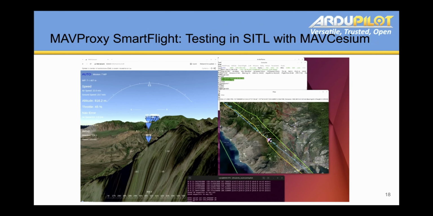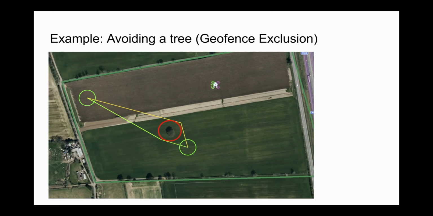To test this, I like to use CITL. I've also refreshed MavCesium this last year, so anyone can use MavCesium. You just use module load cesium in MAVProxy, and you now have a 3D view with a HUD, which is handy if you're flying really far away, or just testing in CITL with terrain. That's now working with the planner, and you can see us executing a route right there.